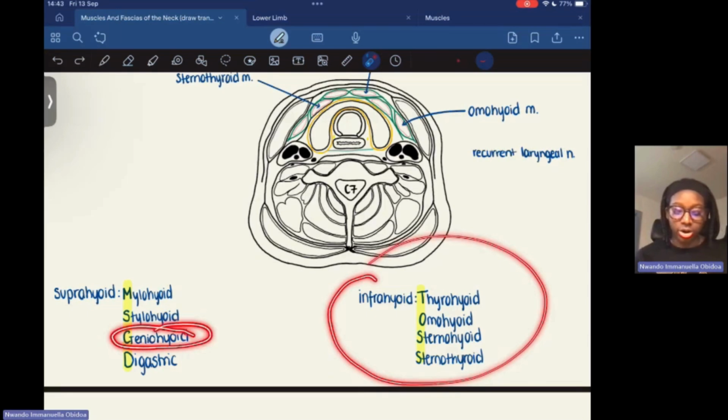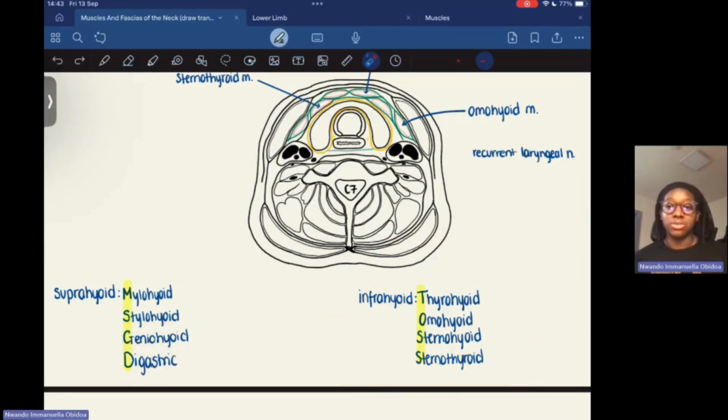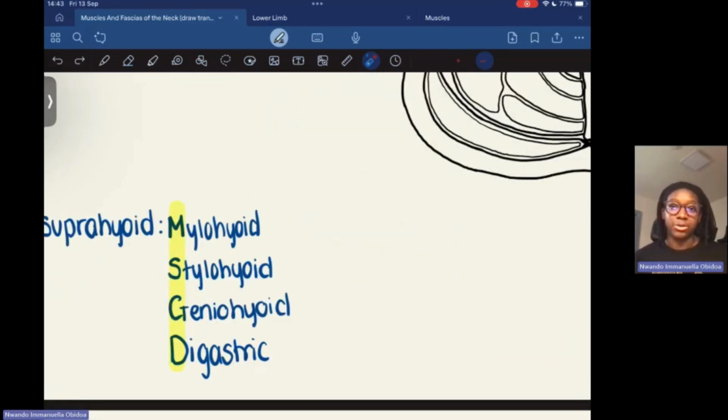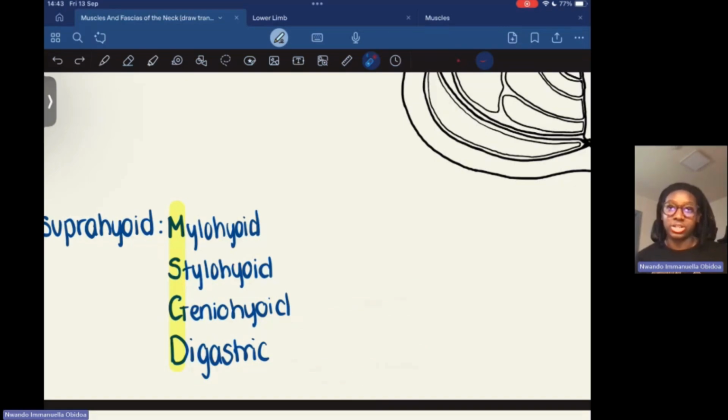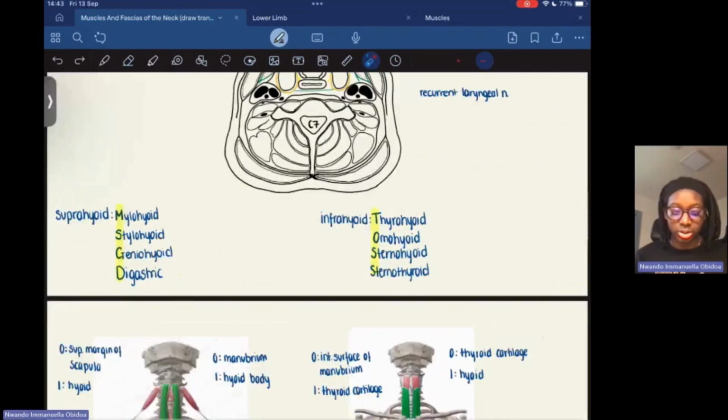The infrahyoid muscles and the geniohyoid are innervated by the ansa cervicalis, which is part of the cervical plexus. The mylohyoid is innervated by the mylohyoid nerve, which comes from the mandibular branch of the trigeminal nerve. Your stylohyoid is innervated by your facial nerve, and the digastric is broken into an anterior and a posterior branch. The posterior branch is innervated by your facial nerve, and the anterior is innervated by your mylohyoid nerve. And I will show you why in a minute.